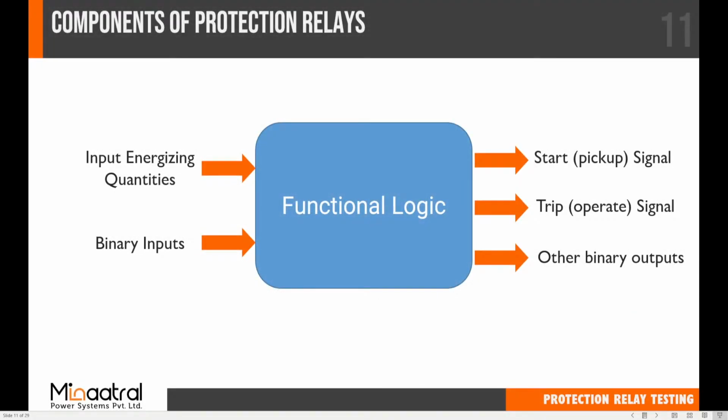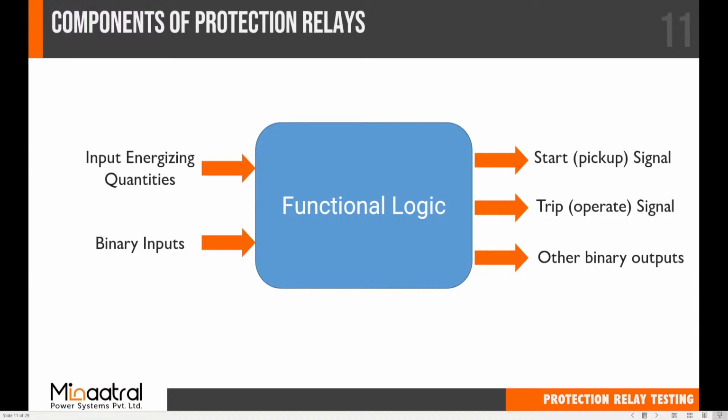At heart, it is a black box. Let's consider it as a black box, because it's just a piece of hardware which has a functional logic within it. Now you have certain input energizing quantities. So what are your energizing quantities? Your measured values. Your measurement values are nothing but your current and your voltages, those form your analog inputs. You can also have a certain level of binary or digital inputs that could either represent blocking signals or any user-defined inputs to your protection relay.